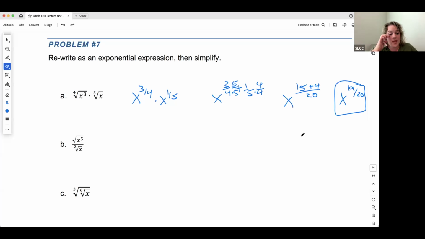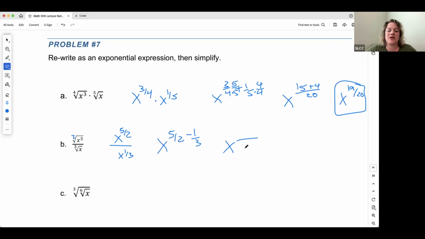Let's look at B. X to the fifth, and they have a square root. So don't forget there's a little 2 right there that you can't see. So this would be x to the 5/2. And then this one would be x to the 1/3. When I'm dividing, I subtract. So x to the 5/2 minus 1/3.